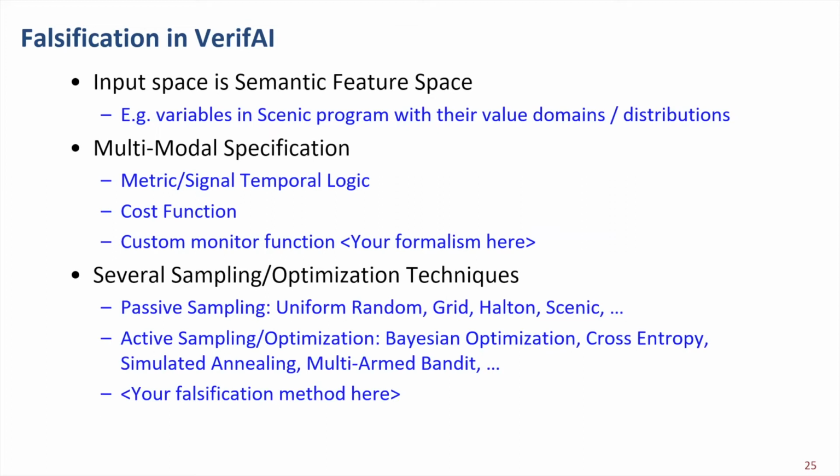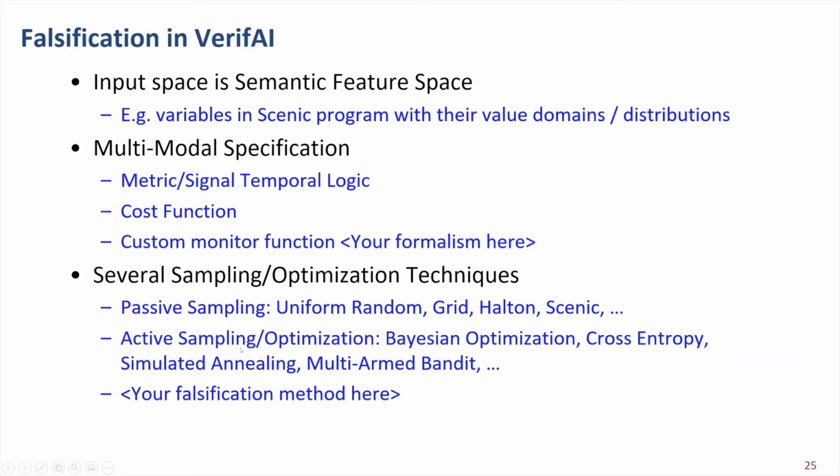We also have a library of sampling and optimization techniques that go for the search in Verify. So for passive sampling, we have a bunch of techniques already implemented. So uniform random sampling, grid sampling, Halton sampling. Halton sampling is something we found very effective. It's a deterministic sampling technique that uniformly spreads points over the search space. We also have something called a Scenic Sampler, which is basically sample from the distribution defined by the Scenic program. But really, Verify, an open source toolkit, is designed in a way that you as a user can write your own sampler. So you can basically write a Python module that corresponds to your own passive sampler if you want, or your own active sampler.